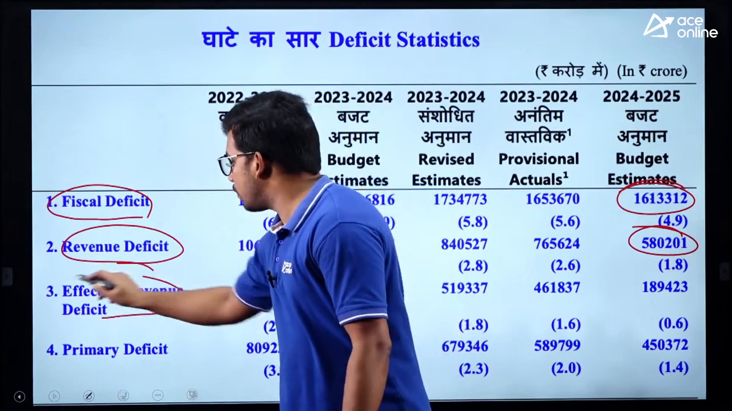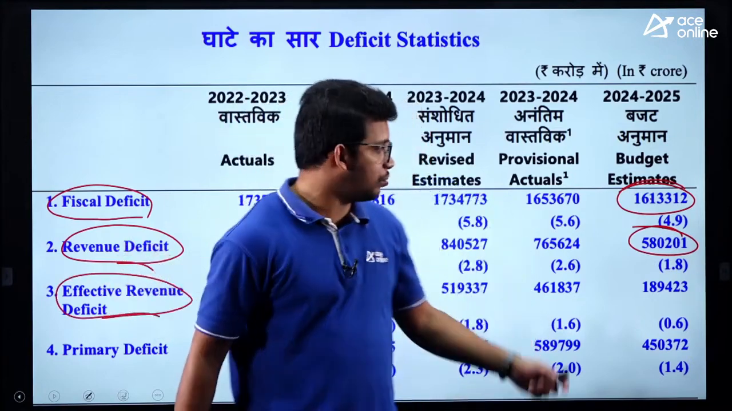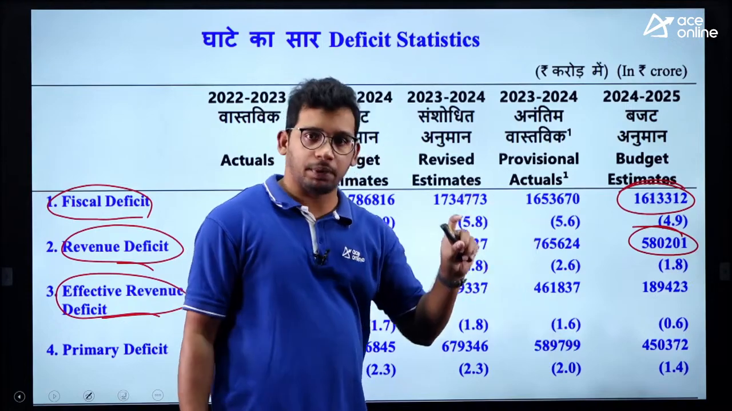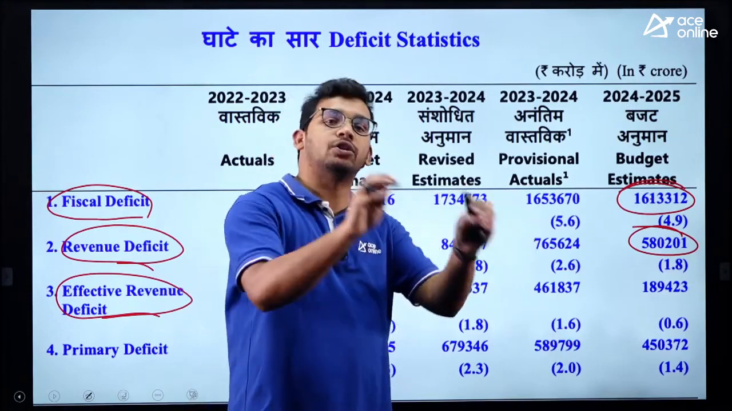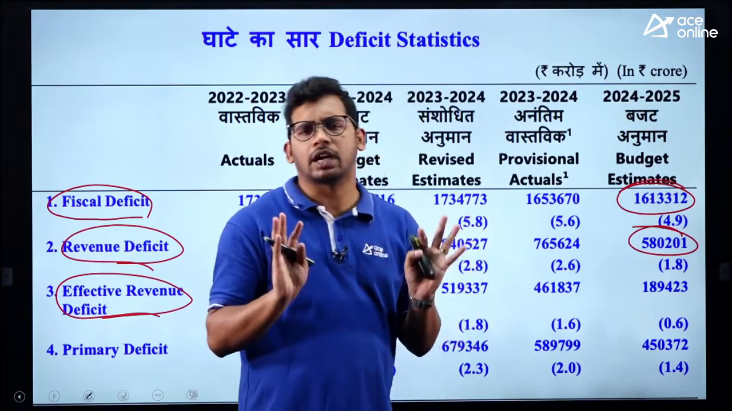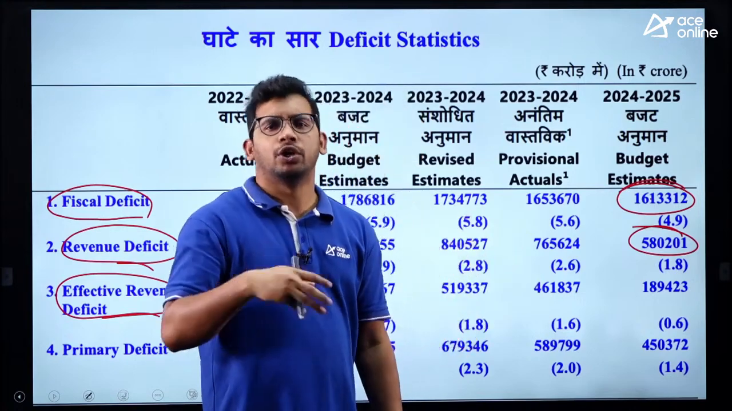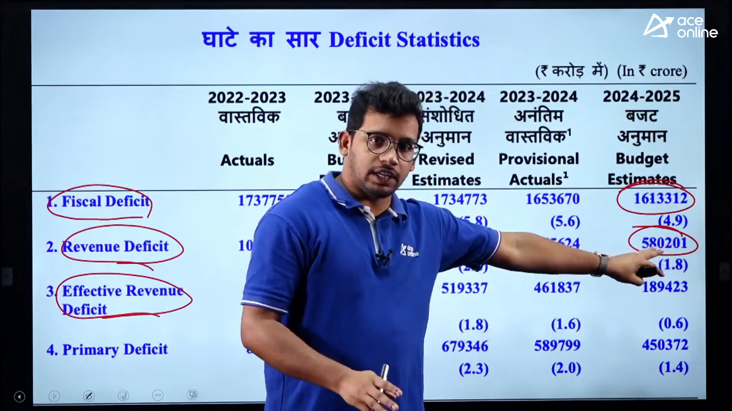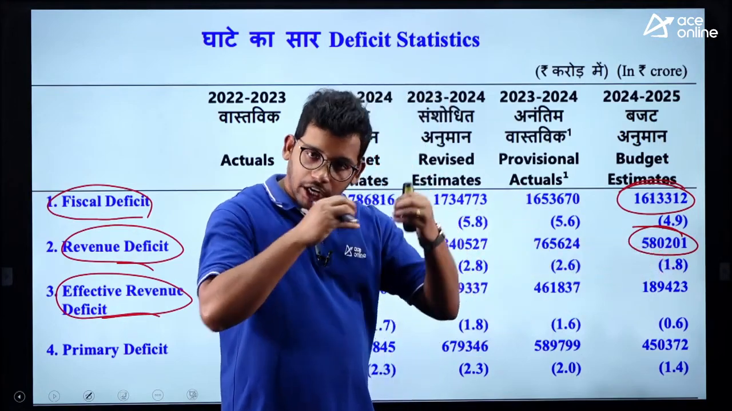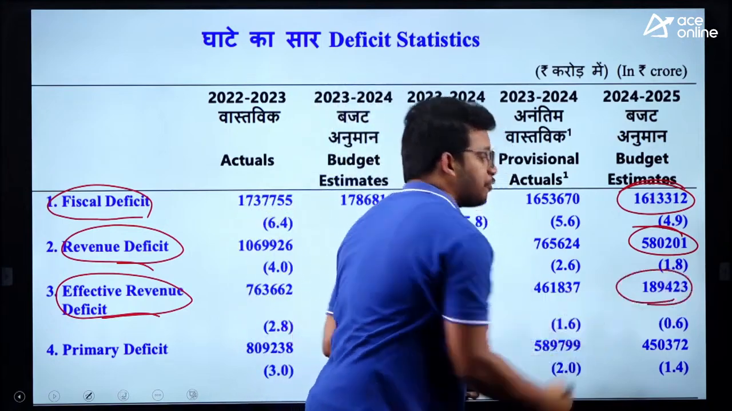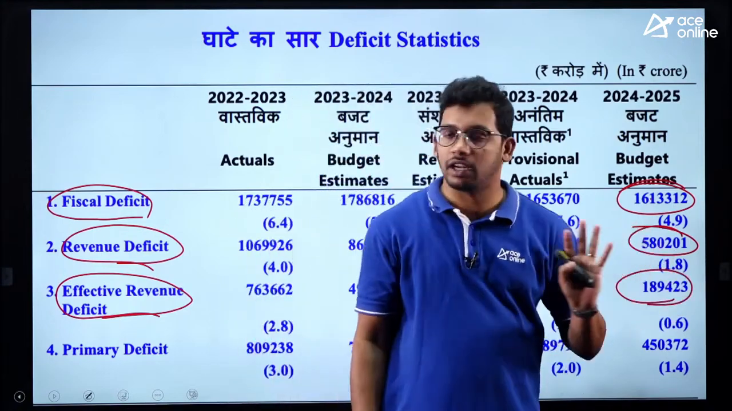Next, effective revenue deficit means out of this revenue deficit, out of 5.8 lakh rupees the deficit, some funds are given to the states for their expenditure, that is considered as a capital one, which will help in the future to grow the country. So if we reduce from the total revenue receipts what money the Center has given to the states, we get the effective revenue deficit. This is 1.89 lakh crore.